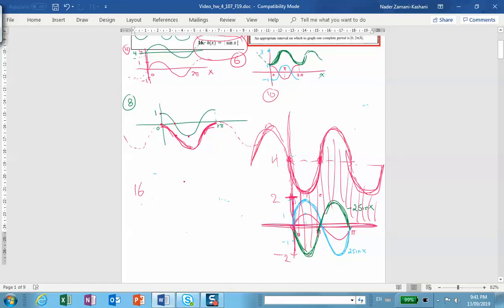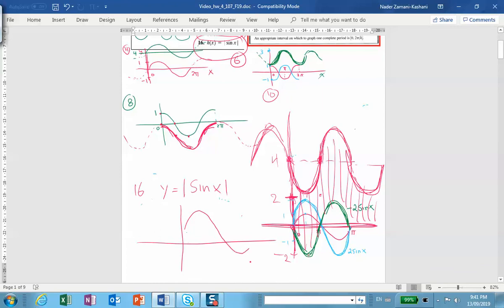So this is my y. So it's very simple. What you do is you draw sine of x. Sine of x looks like this. Right? This is sine of x. And of course on this side, it repeats, etc.